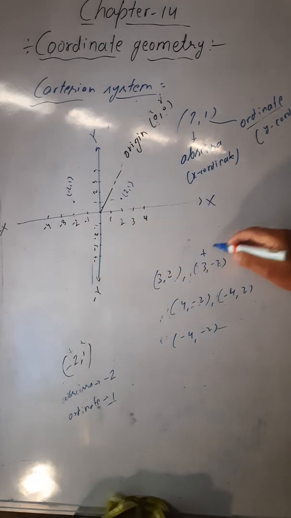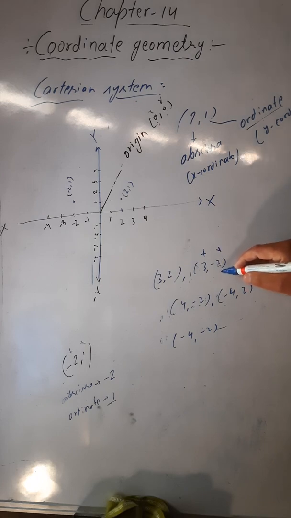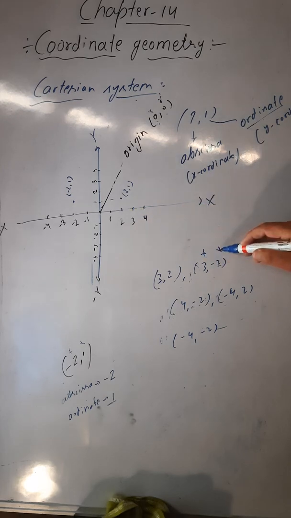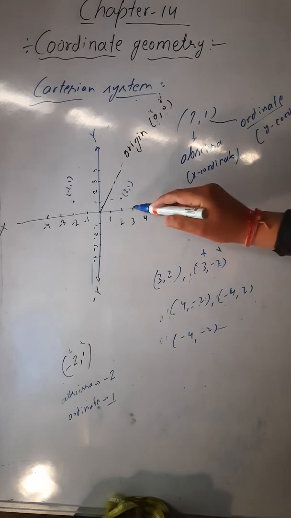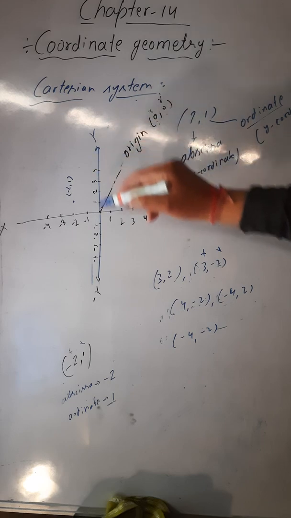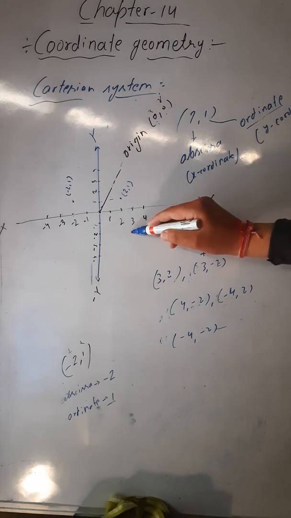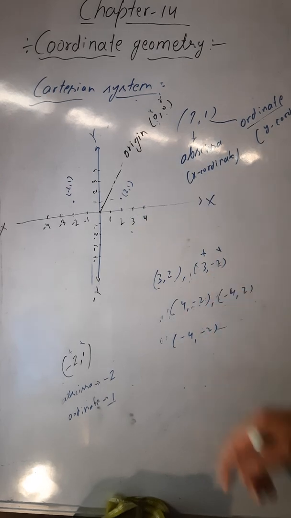Abscissa is the x coordinate, and this y coordinate, the ordinate, is -2. So along the x-axis you will move 3. This one point. And along the y-axis you will move -2. So -2 is not upside. This is the plus y-axis. So downside you will have to move. This one will be the point. So this point will be 3, -2.